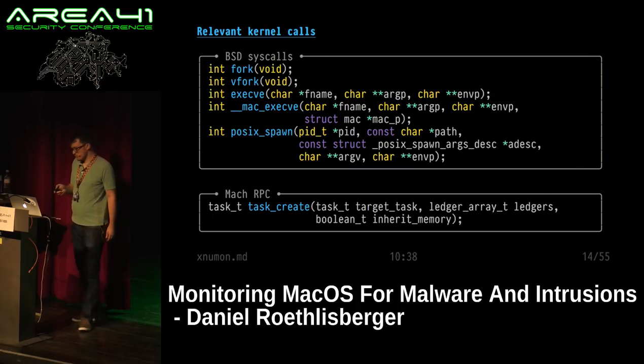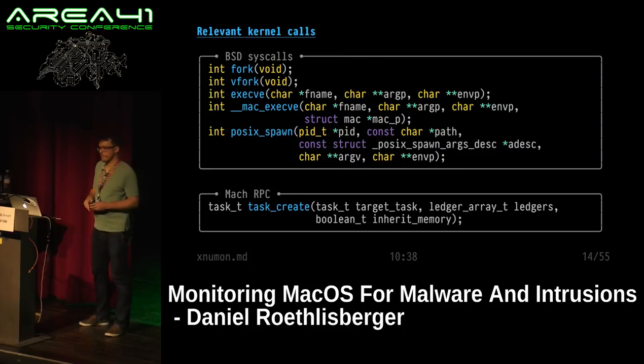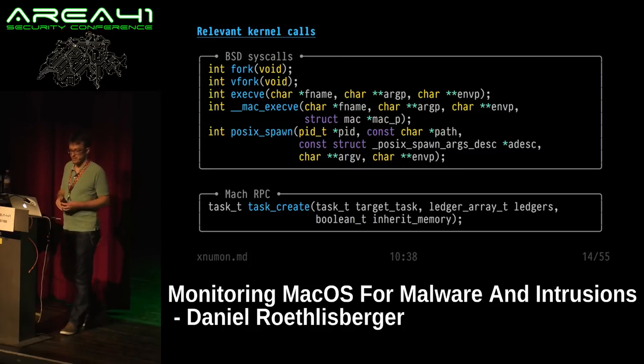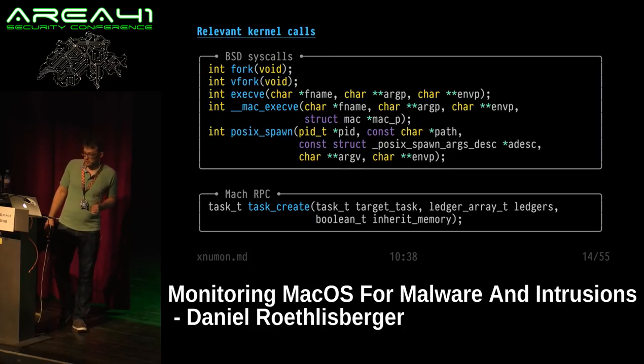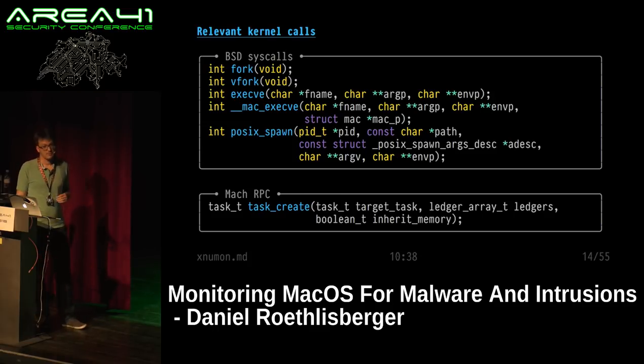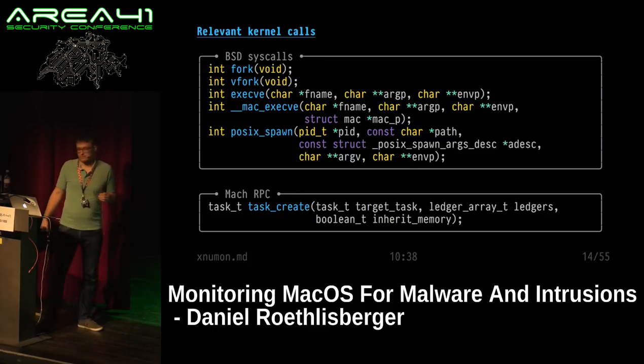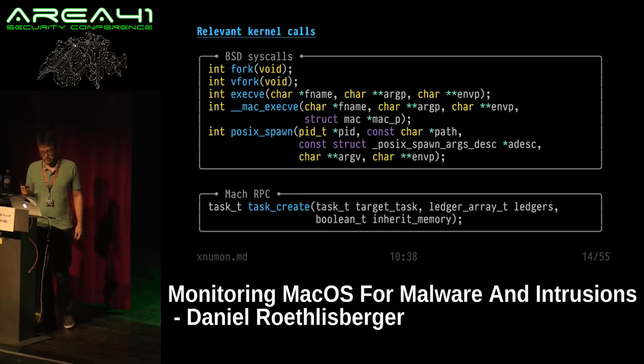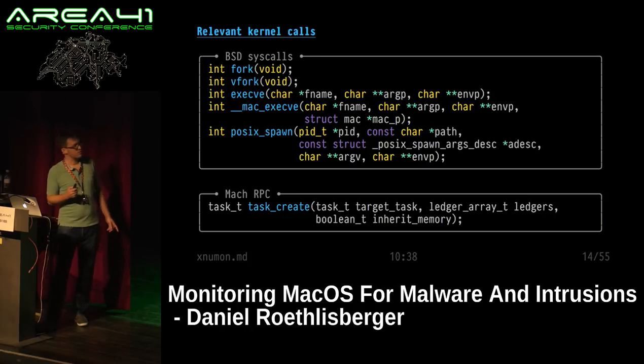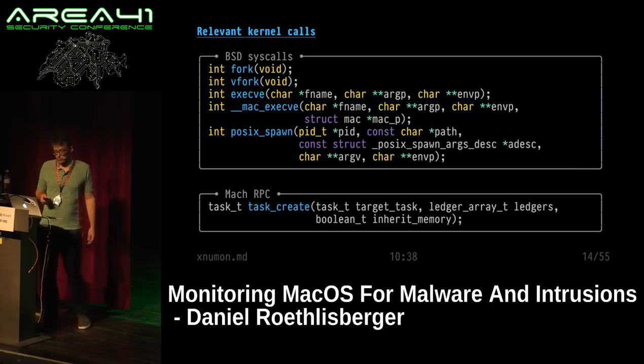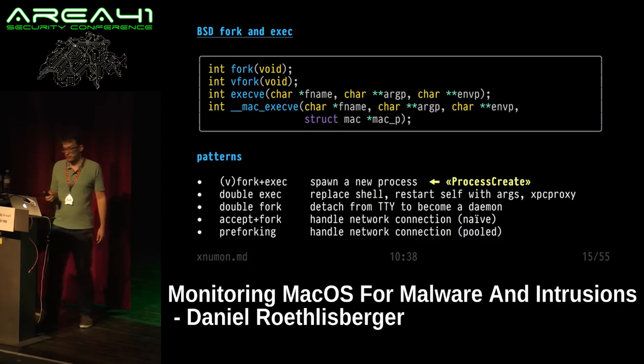So what we're still looking for is a way to actually monitor or get information about new processes being started, right? So the relevant calls here on a Mac are fork and exec. I guess most of you know about that. It's kind of operating systems basics. Then there's the newer POSIX spawn, and then there's the Mach-specific task create call that is used to create one of these lower-level tasks. I'll just quickly go through them.